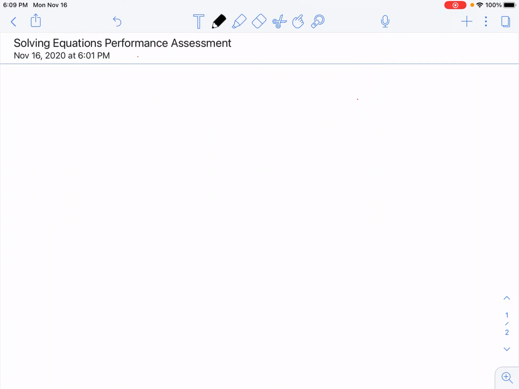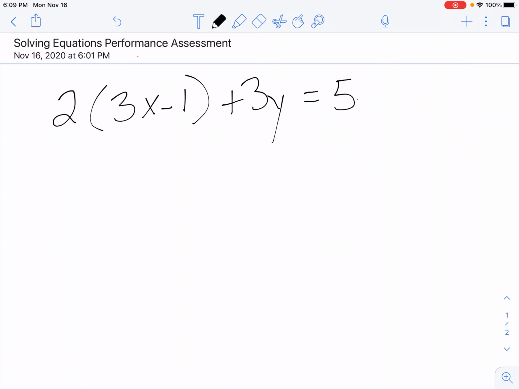So the equation that I got from the quiz that I need to solve is 2 times the quantity 3x minus 1 plus 3y equals 5x plus 4y. And I need to solve this two different ways. I'm going to solve it for y, and then when I'm done with that, I'm going to solve it again for x. So the first time I'm doing it, I am going to solve for y.